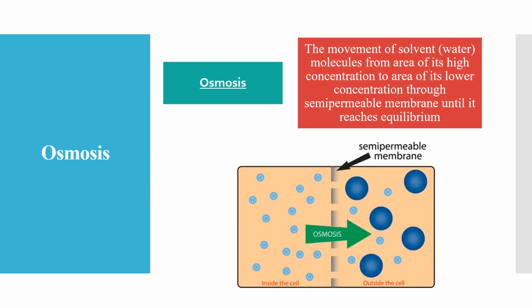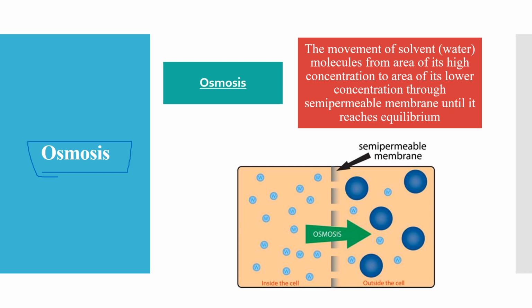Firstly, we will talk about one of the examples of passive transport, that is osmosis. Osmosis is a passive process, meaning the molecules move from high concentration to low concentration and ATP is not required. You will see that throughout the process of osmosis ATP is not used.